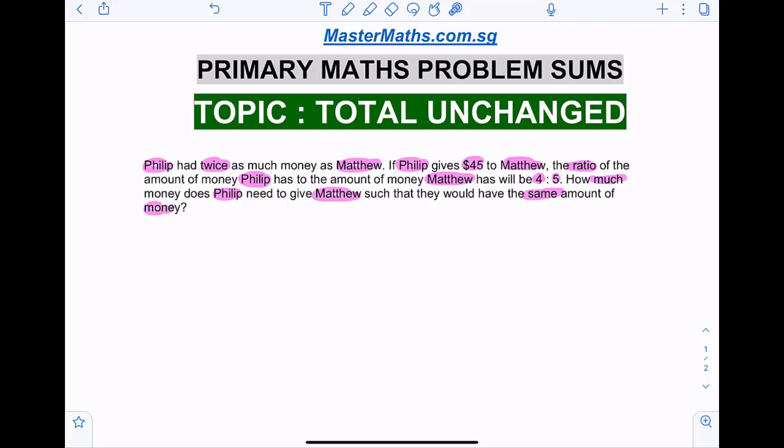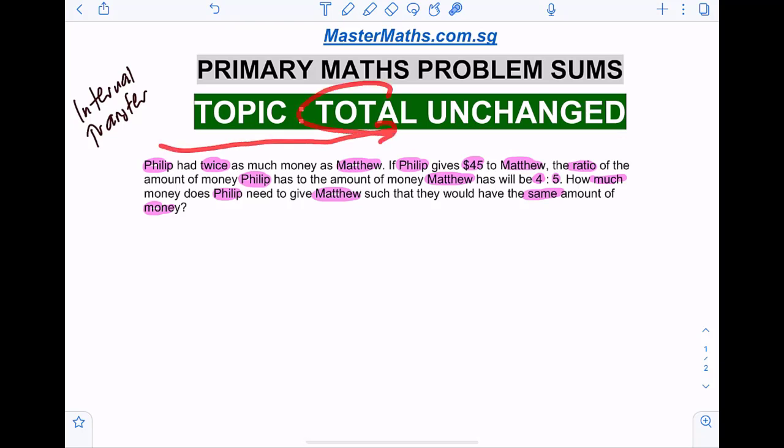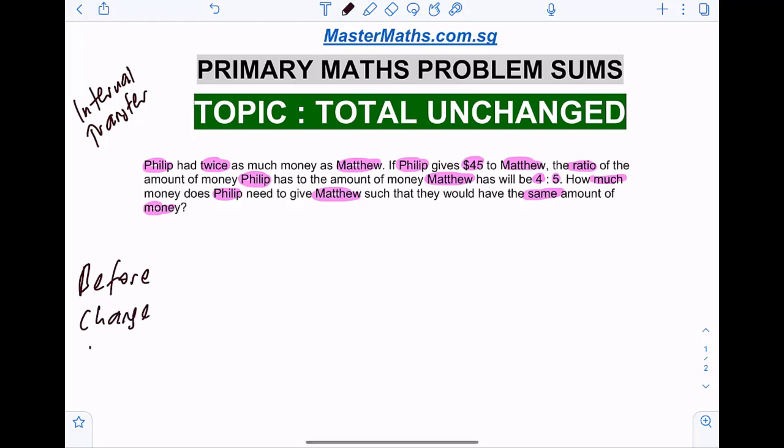Now, this question is an example of an internal transfer question. Okay, what's the meaning of internal transfer? It means one person is just giving the other person money or items, which means that the total quantities that they have will remain unchanged. It will remain the same. Okay, so we can solve this by employing the BCA technique. So we have the before, we have the change, and we have the after as well.